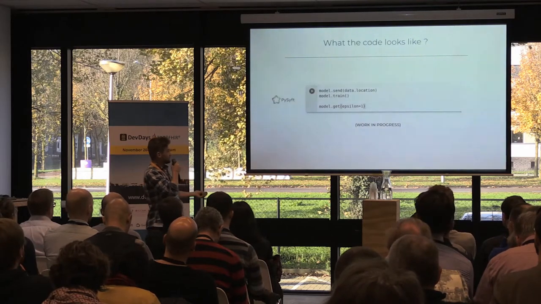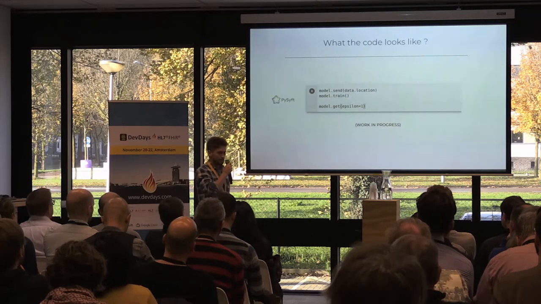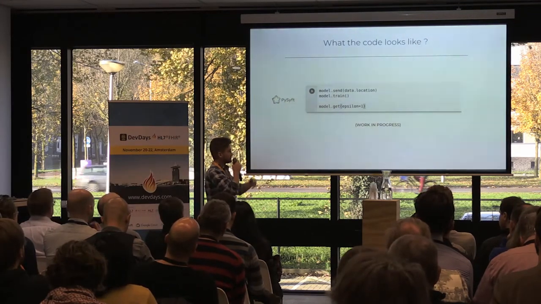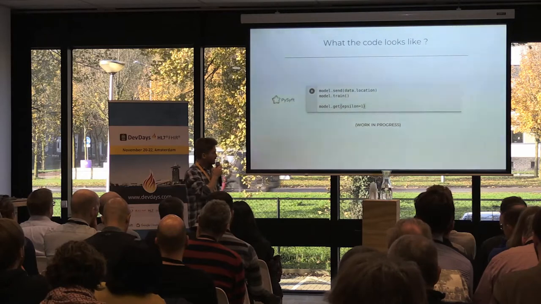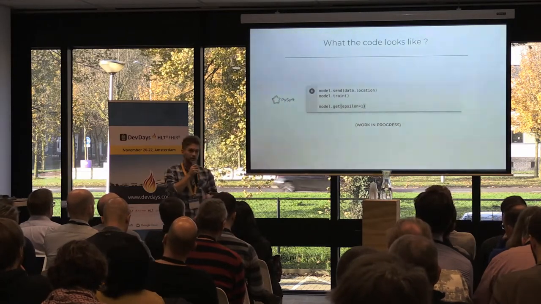Okay, with PySyft, what does the code look like? Well, it's really simple. We just add a parameter epsilon when we get the model back. So we send the model, we train the model basically, and when we get it back, we say, okay, add a little something, jitter a bit the results.